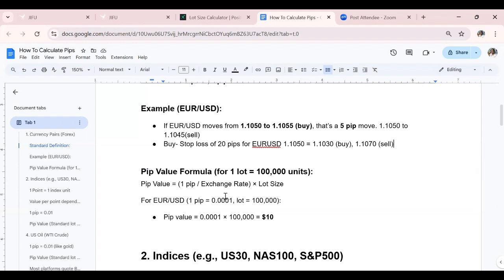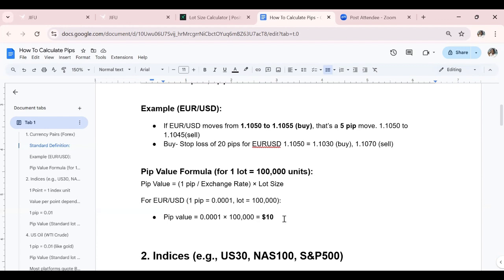So 1 pip we know is this thing, 0.0001, because 0 is here, and then you take all the 4 decimal places and put 1 there. That's a 1 pip movement. And then of course the lot size, you already mentioned it, a standard lot size is 100,000 units. So now the pip value is going to be the pip/exchange rate times 100,000.